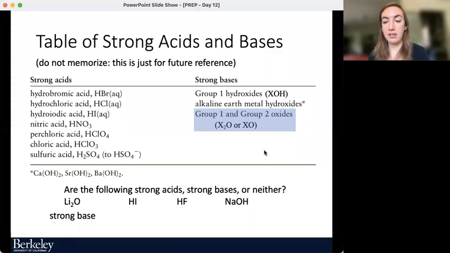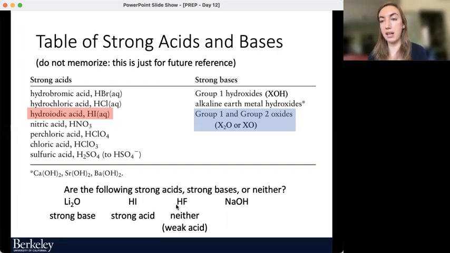The strong acids are a little easier because it's just a list. So if I have HI, it's in that list, it is a strong acid. HF is not in the list of strong acids, so it's neither, but you might be able to guess from looking at it that it has a proton that it can donate. So it's not a strong acid or a strong base, but you might be able to figure out that it's actually a weak acid. So it's still an acid, it can give up that H, but it's not a strong acid.